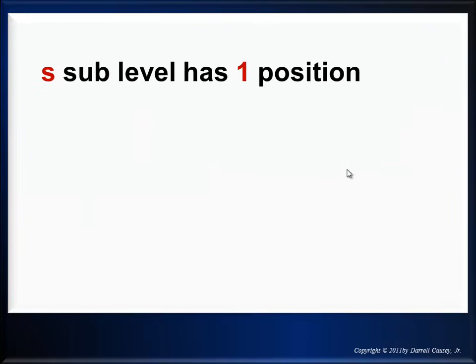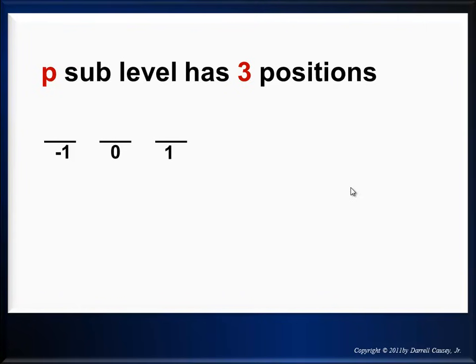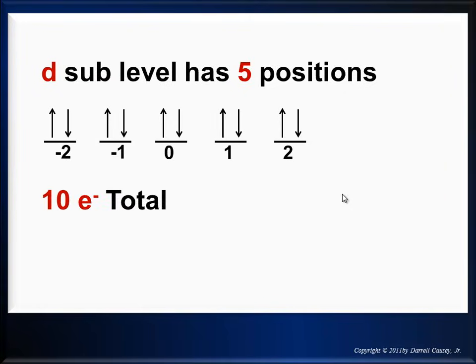Sublevel S has 1 position. And by the way, that doesn't matter if you're in energy level 1, 2, 3, 4, or 5. It doesn't matter what S it is. It only has 1 position, and that 1 position is labeled 0 and has 2 electrons. P sublevel has 3 positions, -1, 0, and 1, and 6 electrons total. D sublevel has 5 positions. There they are labeled. Notice the symmetry in the P's and the D's. And there are 10 total electrons.